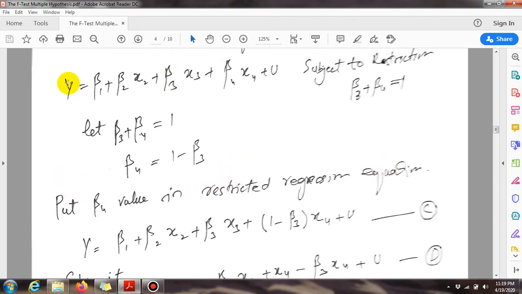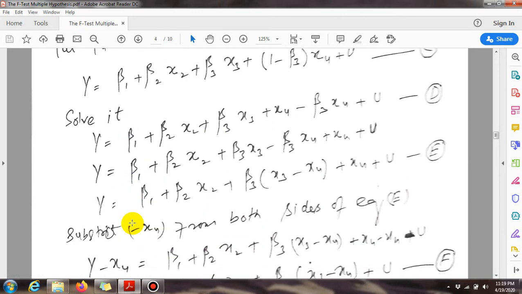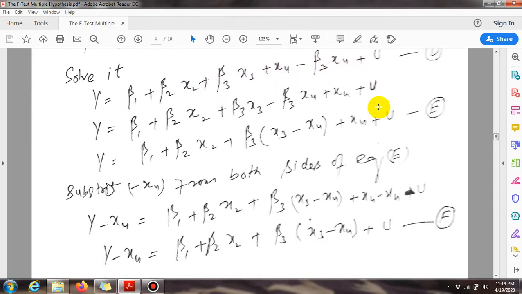This is our restricted equation. So put the value of beta 4 in place of beta 4 in the restricted line, and after solving this, we get y is equal to beta 1 plus beta 2 x2 plus beta 3 x3 plus x4 minus beta 3 x4 plus u. So after solving this, we get y is equal to beta 1 plus beta 2 x2 plus beta 3, which is common between these, times x3 minus x4, plus x4 plus u.